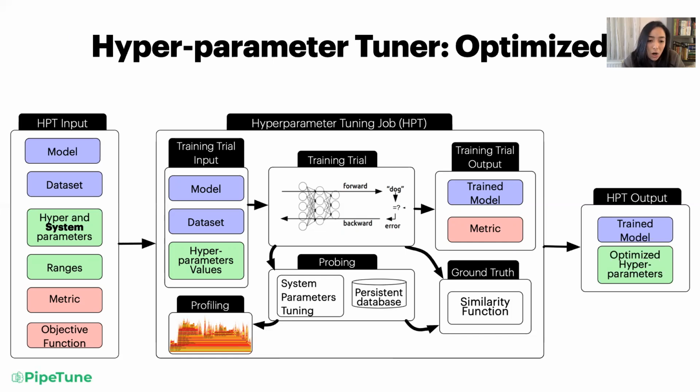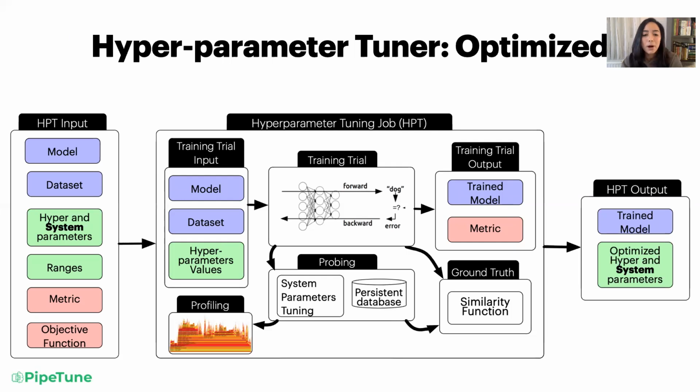So when the trial starts, the profile of the first epoch is passed to the similarity function, and if the result is above a given threshold, then we can skip the probing component and instead rely on the historical data. The last difference is that as part of the final result, we also provide the optimized system parameters.